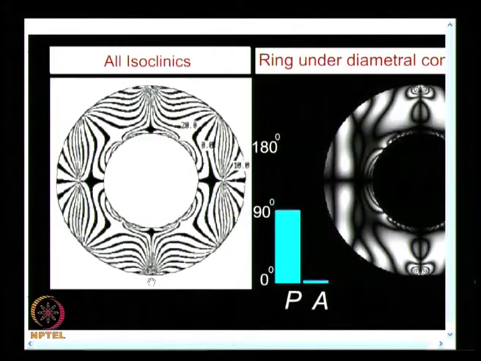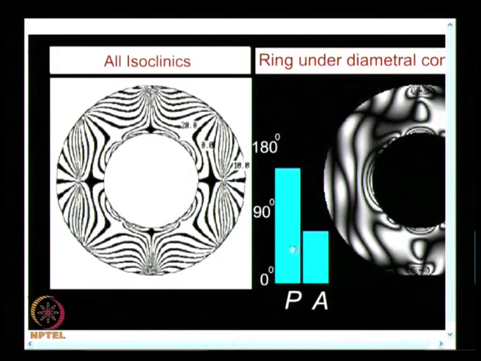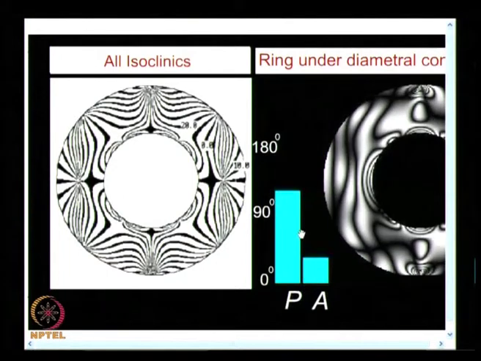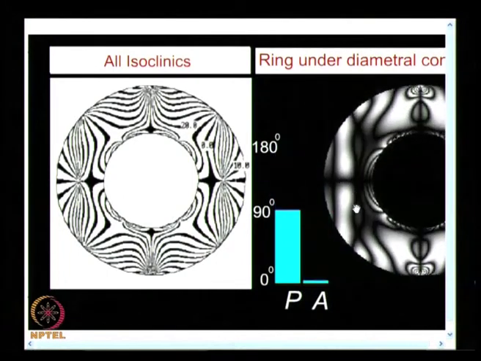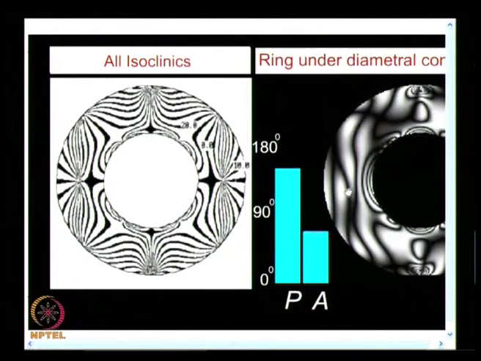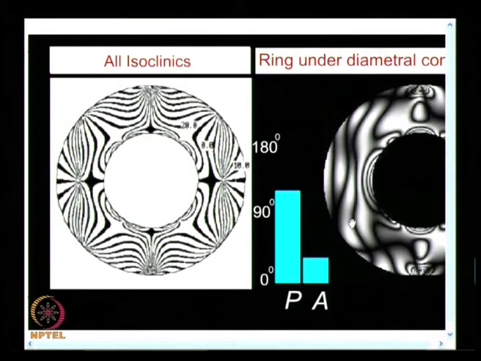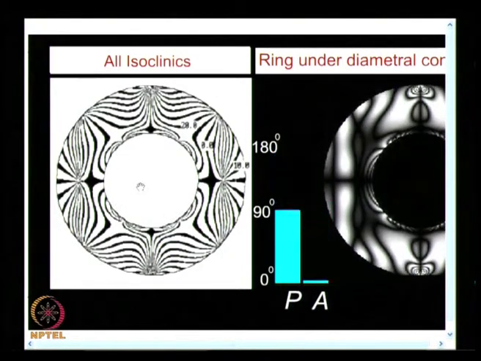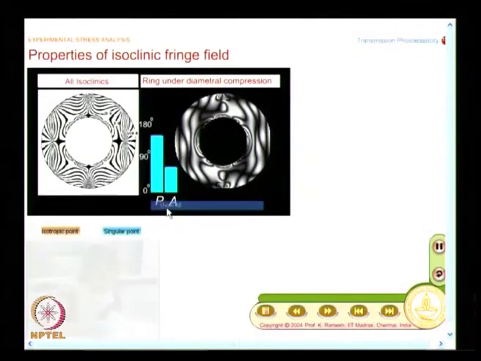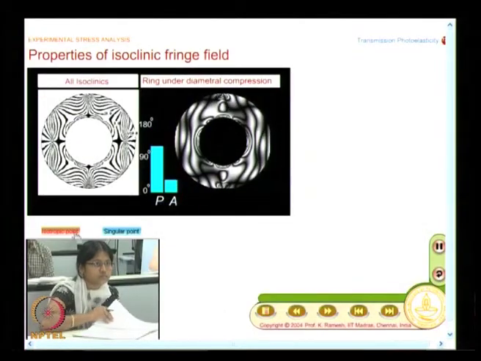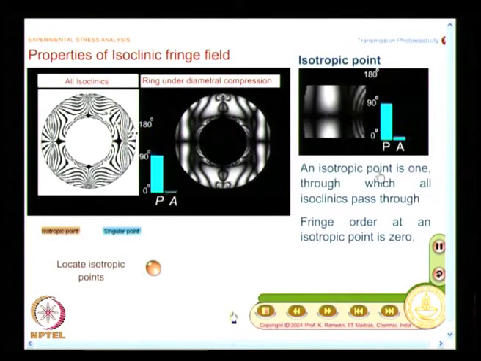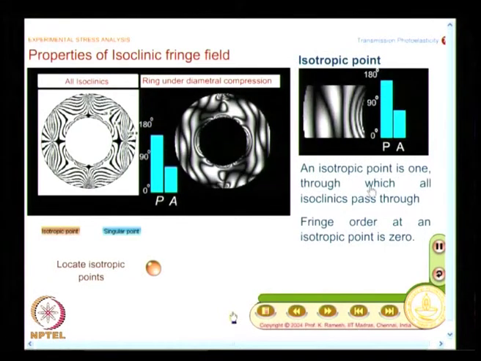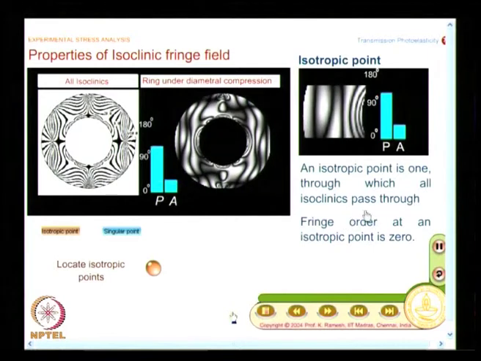So, you have made these observations. First you make the observations, then we find out and classify what are all the different fringe features. And this animation also shows that I have the polarizer and analyzer crossed and they are rotated. That is how you are seeing these isoclinics moving through the fringe field. Now, what we will do is, we will go and see what is an isotropic point. An isotropic point is one through which all isoclinic pass through.